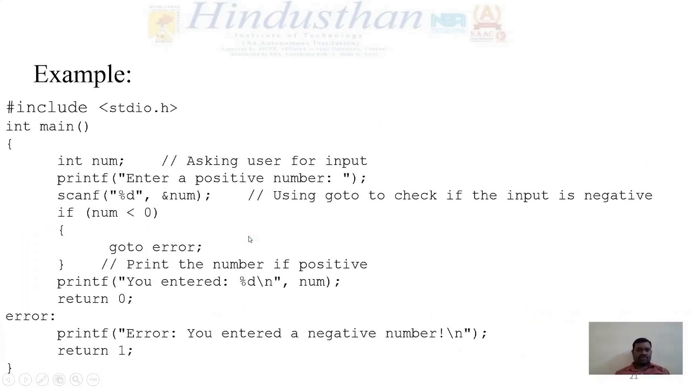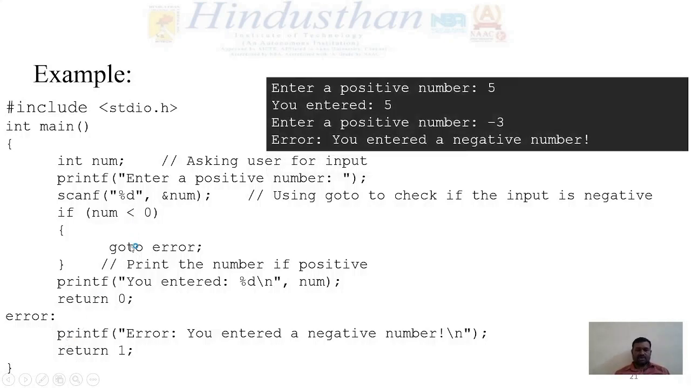So this is an example for a go to statement. So you are going to enter a number and get the number, and you are going to give a condition using an if statement. So if number is less than 0, then go to error. So if the condition is met, then it will go to error. The body of the error will be printed.